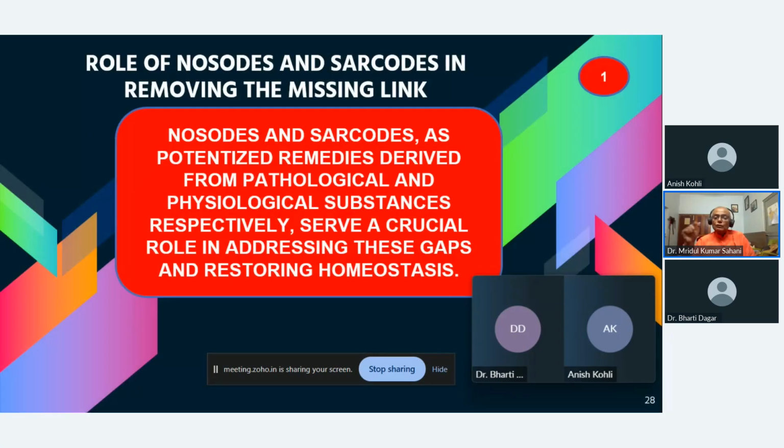The next part is nosodes and sarcodes. They act as potentized remedies derived from pathological and physiological substances respectively, and serve a crucial role in addressing the gap. We have selected the medicine, but it is not acting. So you must remove the obstacle by using the nosodes and sarcodes. And where to use the nosodes and sarcodes, we must have a proper understanding about that.